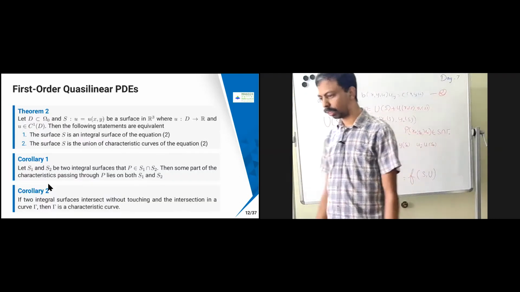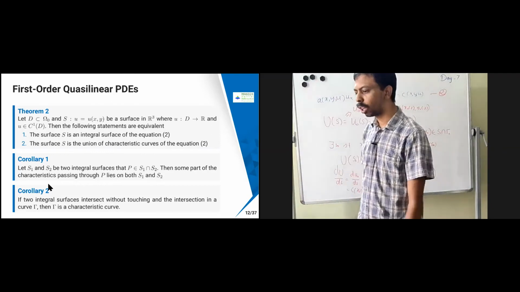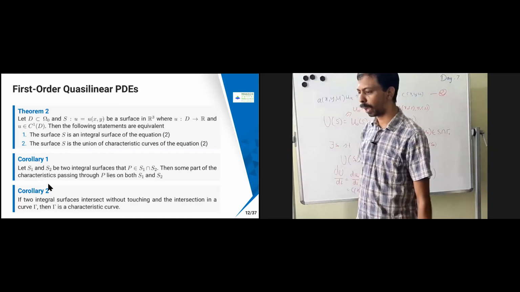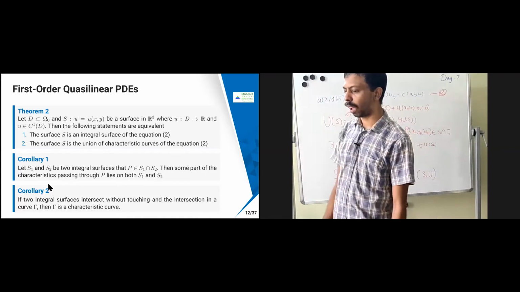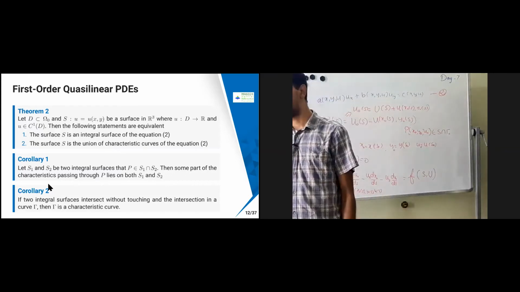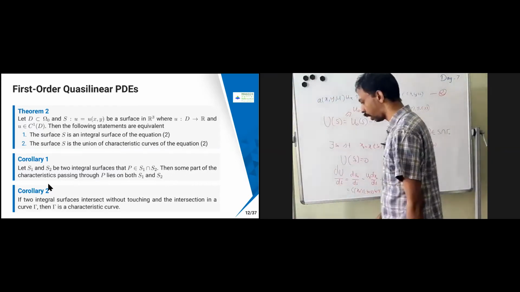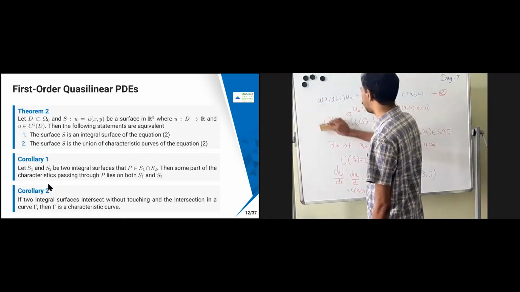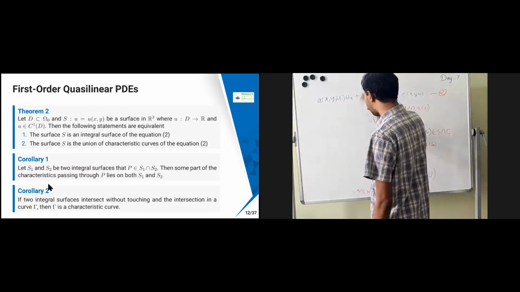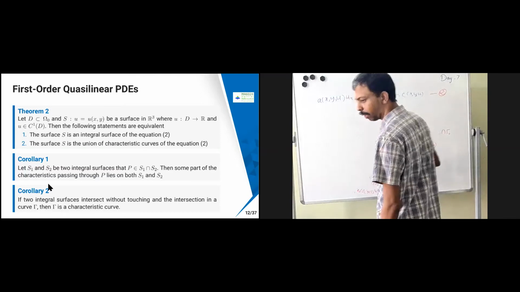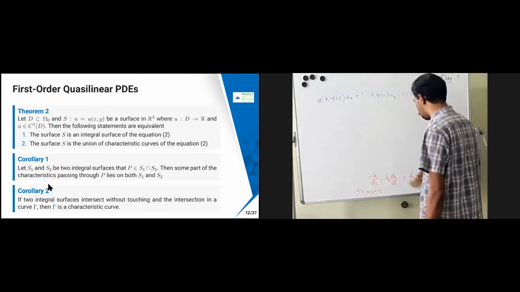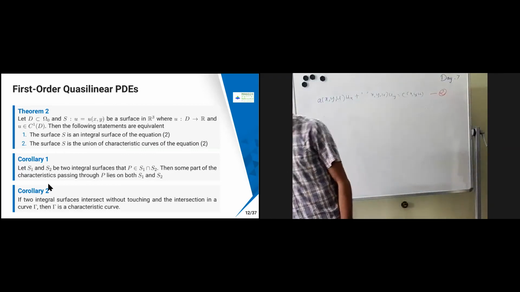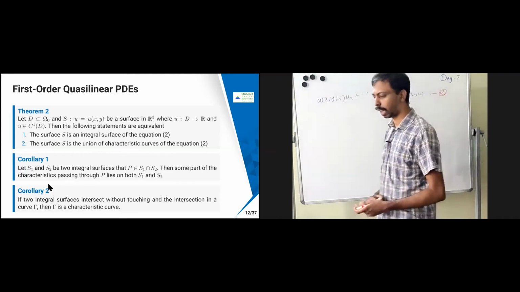These are all the theorems. I'm just giving it as an exercise for you. Now theorem number 2: suppose D is a subset of omega naught, and S is a surface in R2. Then, with almost the same conditions we assumed in the previous theorem, what we are trying to prove is that S is an integral surface of equation 2 if and only if the surface S is the union of characteristic curves of equation 2.